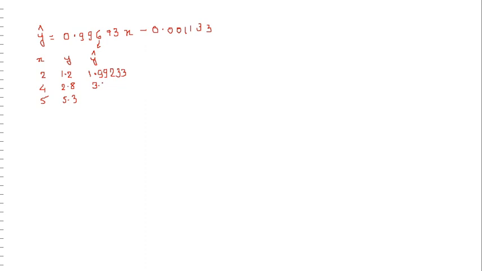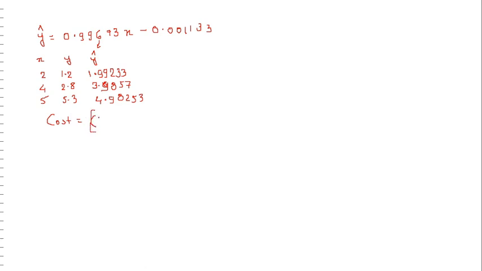Okay, put x equal to 4 in that equation. What is the value of y hat that you get? It is 3.9857. Okay, put x equal to 5 in that equation. You get y hat as 4.98253. Okay, this is the value. Now purposefully I've done this so that we can compute the cost and check whether really our cost has reduced or not.